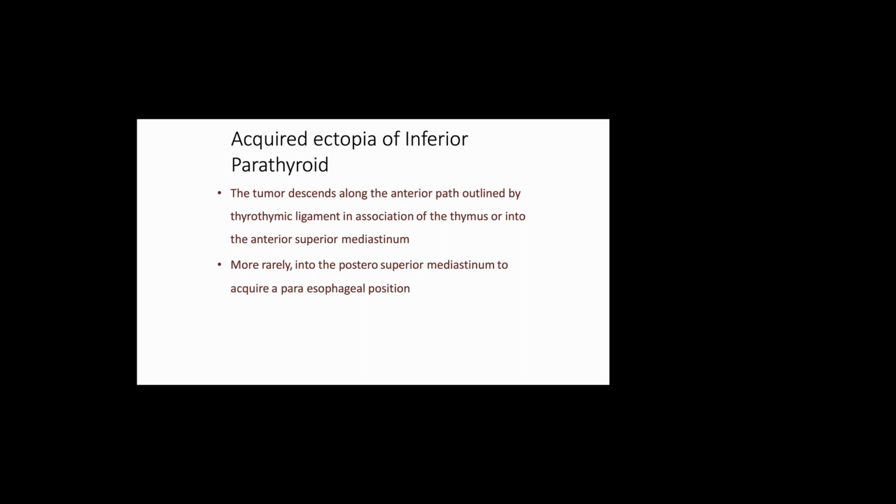So, acquired ectopia for inferior gland. The tumor descends along the anterior path, along the thyrothymic ligament, along with the thymus, into the anterior superior mediastinum.